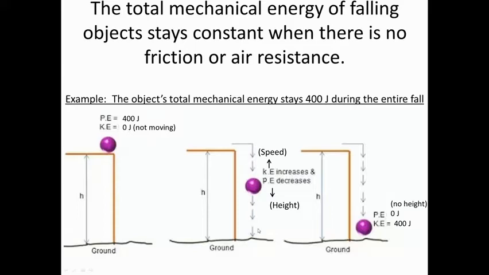And then as it falls, it gains kinetic as it speeds up, but it loses potential as the height decreases. So by the time it gets to the bottom, right when it's about ready to hit the bottom, it's got no more height, so it has no more potential energy. All that potential energy has been turned into kinetic energy due to the speed it's gained on its trip down.